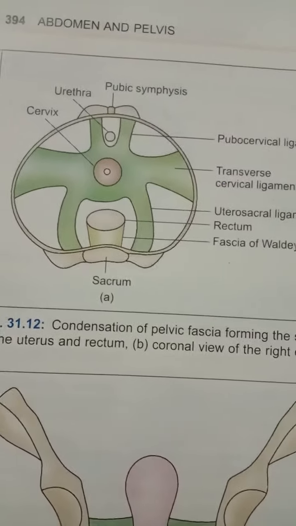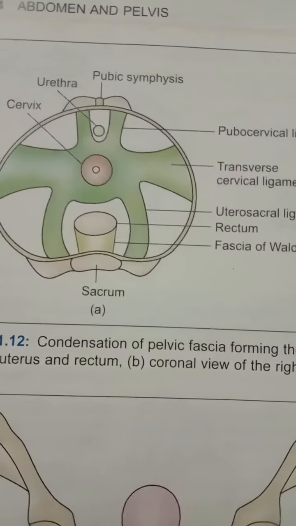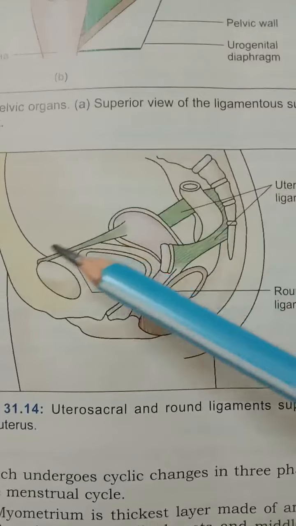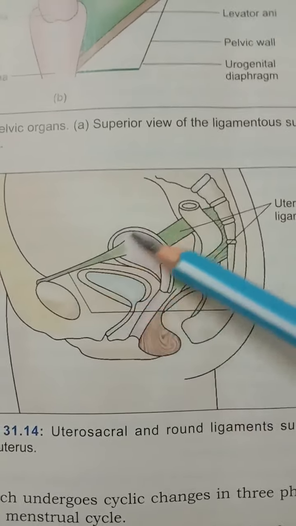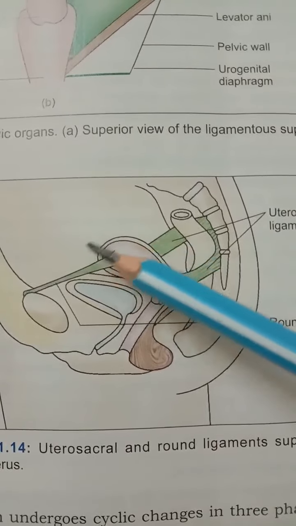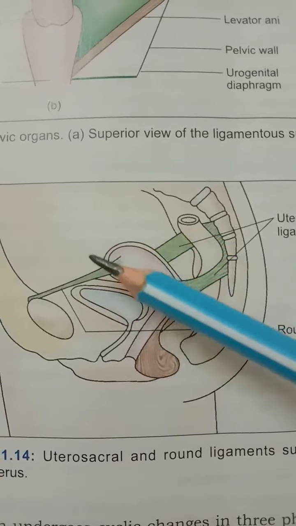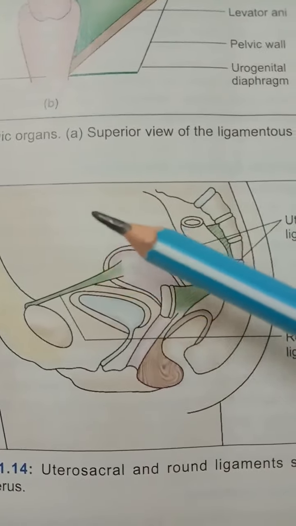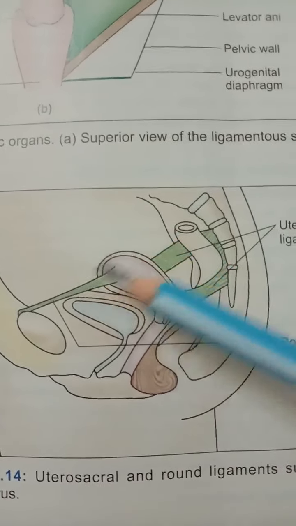Then the round ligament of the uterus. So here in this diagram you can see this is the round ligament of the uterus. These are a pair of long, about 10 to 12 centimeter fibromuscular bands which lie between the two layers of the broad ligament.